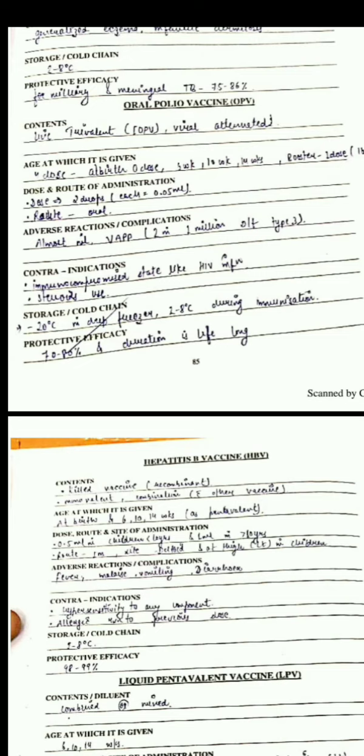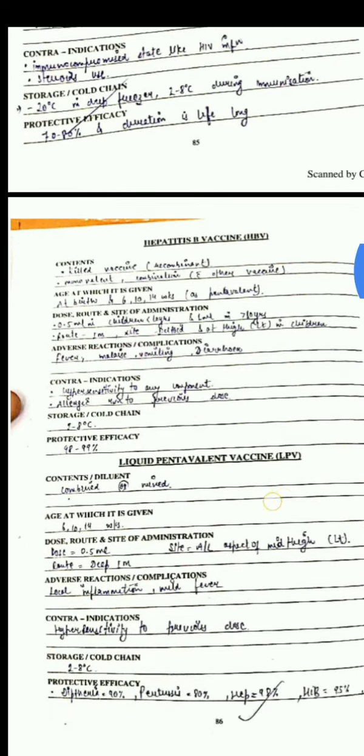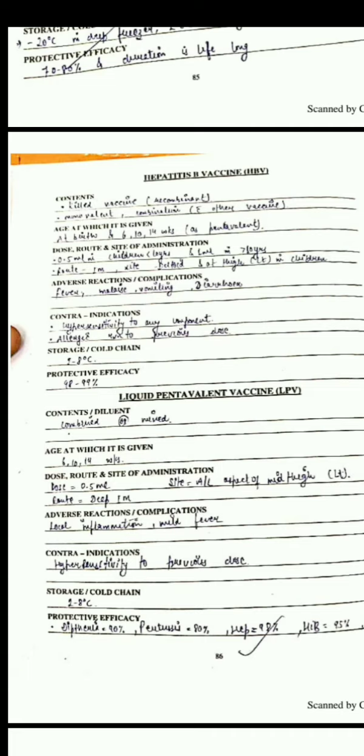Now storage or cold chain: it is stored at -20 degrees centigrade in deep freezer and 2 to 8 degrees centigrade during the immunization. Protective efficacy is 70 to 80% and duration is lifelong. The next vaccine is hepatitis B vaccine. So hepatitis B vaccine is a killed vaccine, recombinant vaccine, monovalent or combined with other vaccines.